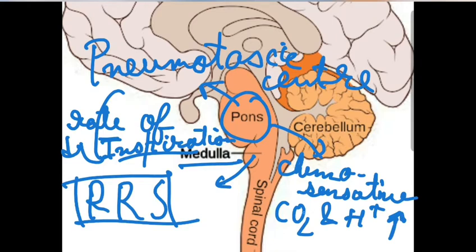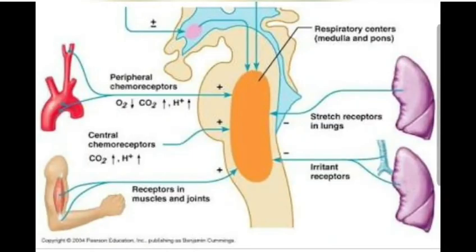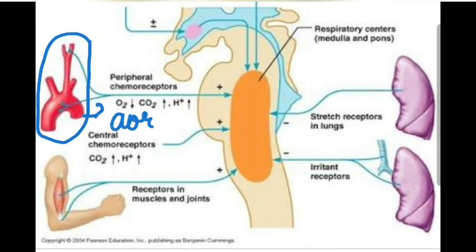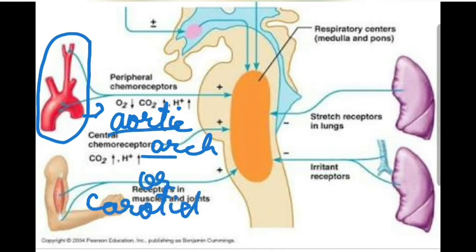But how does the pneumotaxic center detect when to change the rate? This is done by the chemosensitive area present near it, which helps in detecting CO2 and hydrogen ion concentration to change the respiratory rate. So whenever there is an increase, signals are relayed to the rhythm center to make the necessary adjustments to eliminate these substances.